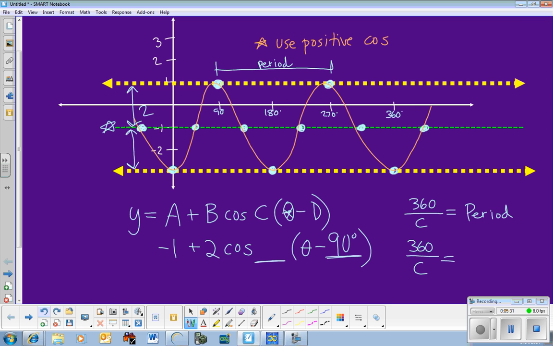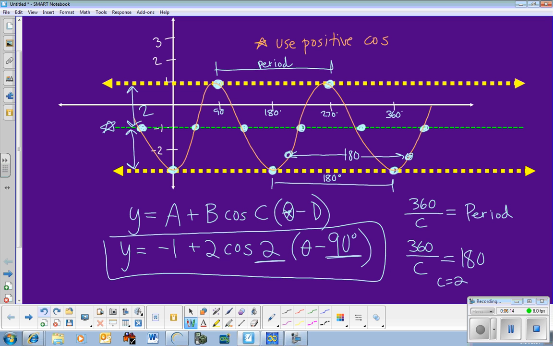All right, this graph repeats itself every 180 degrees. From 90 to 270, that's 180. Every point back to a starting point, from bottom to bottom, it's also 180 degrees. And by the way, those are just important landmark points. From some random point on the graph to that same point, that's also 180 degrees. No matter where you look, the graph repeats itself after 180. So we're going to fill that in for the period. And this is a pretty basic example. We get that C must be equal to 2, because 360 divided by 2 is 180. So there you go. And that is the equation of that graph modeled with a positive cosine.